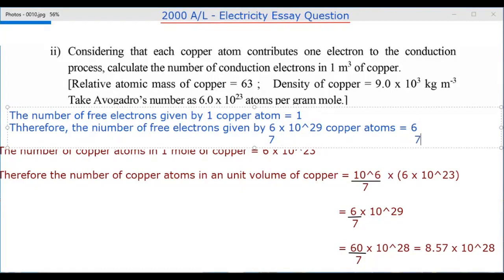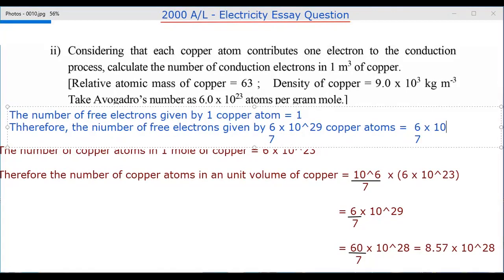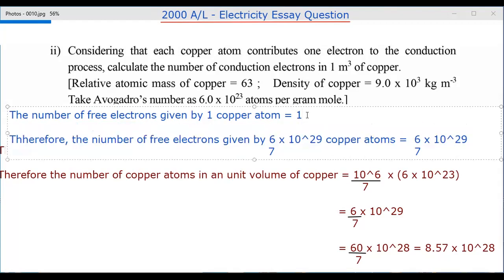Therefore, this much of free electrons. So 6/7 into 10 to the power 29 free electrons will be given. Is it clear? Or may I explain again? Is it clear or should I explain it again?